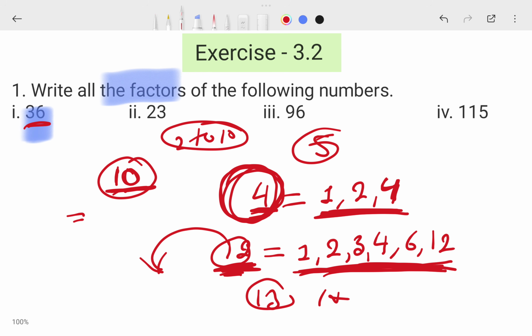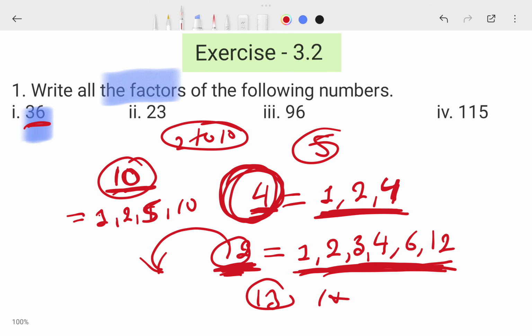Okay, let's start. In the 1 table, 10 is there. In the 2 table, 10 is there. In the 3 table, 10 is not there. In the 4 table, 10 is not there. In the 5 table, it is there. In the 6 table, 10 is not there. In the 7 table, 10 is there? No. In the 8 table, 10 is there? No. In the 9 table, 10 is there? No.